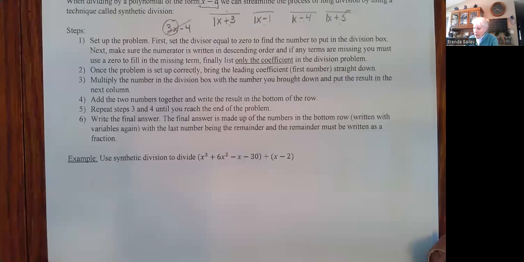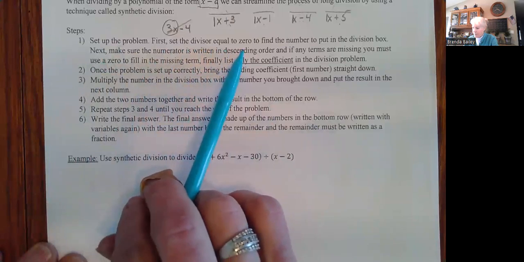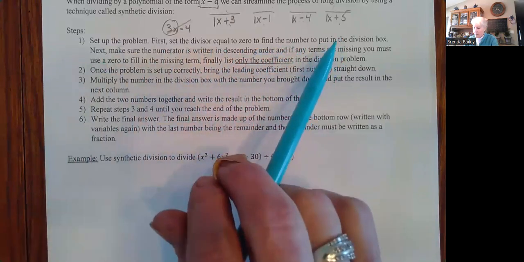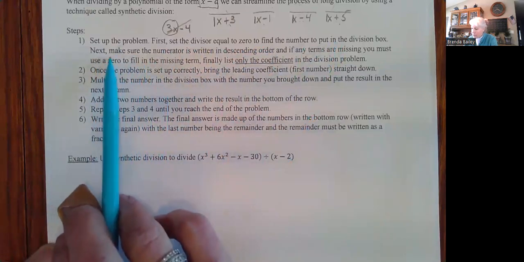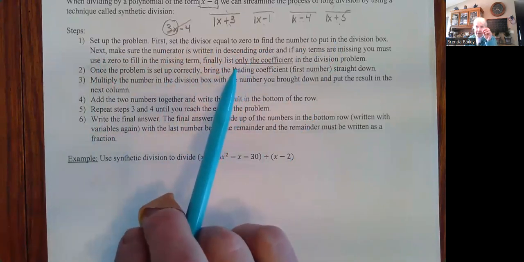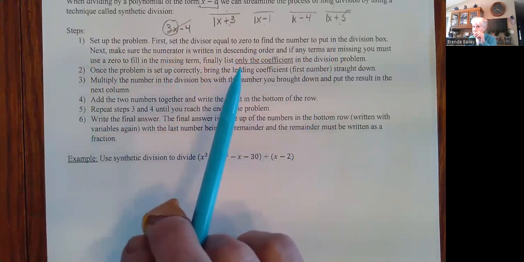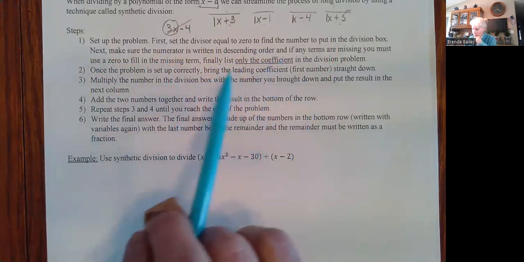So here, set up the problem. First, set the divisor equal to 0 to find the number to put in the division box. This will all make sense when we go through an example. Next, make sure the numerator is written in descending order. So in synthetic division, if we're missing a term like we were in the long division, you have to add your 0x squareds, your 0x's. All right, so that'll be an important one.